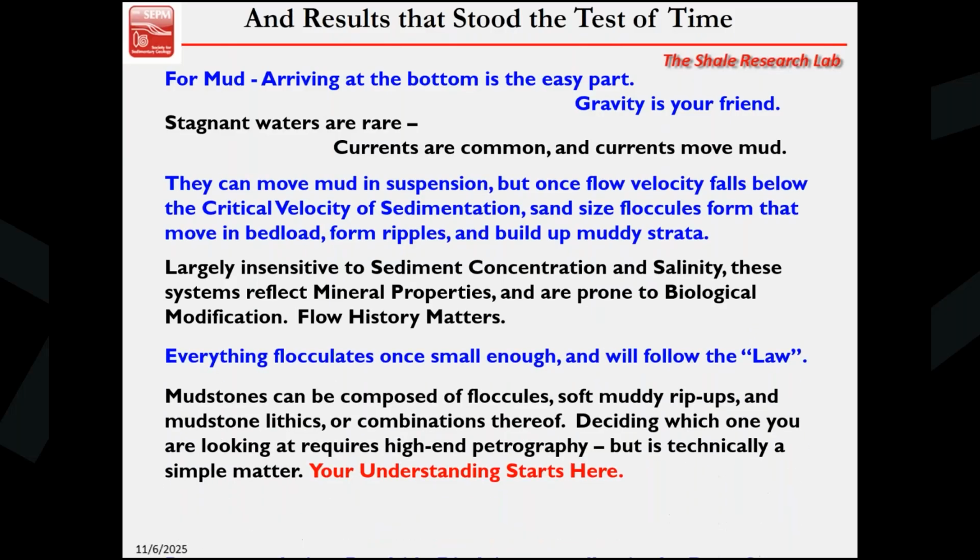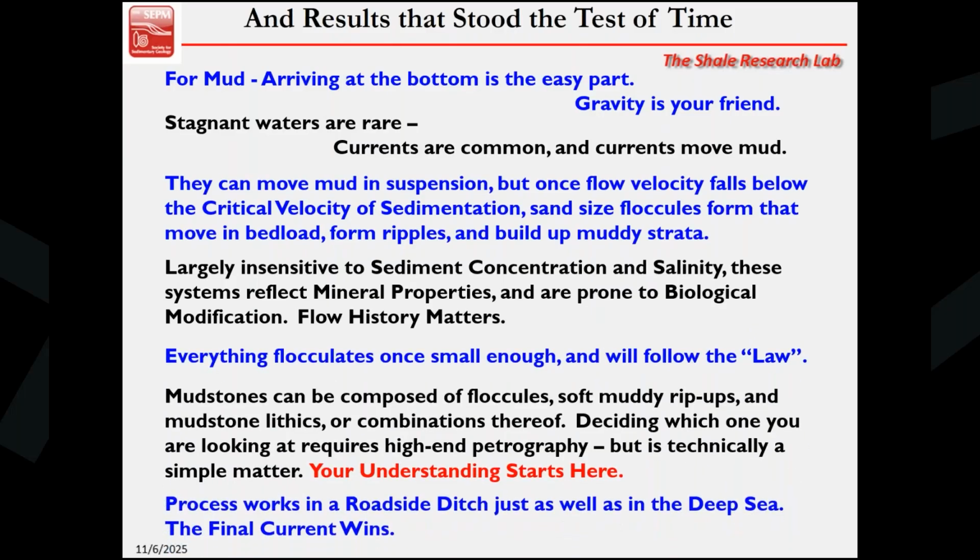So we have results that pretty much have stood the test of time. And for mud, basically, arriving at the bottom by gravity settling is the easy part. They all do that, no matter where you are. Gravity is your friend. But the fact of the matter is also that at most ocean basins, the water is not stagnant. It moves. Currents are common, and currents can and will move mud. Anything that arrives at the top of a bottom current will get mixed in with it and then move along with it, and it will flocculate and it will make little ripples. So these bottom currents are strong enough to move mud in suspension.